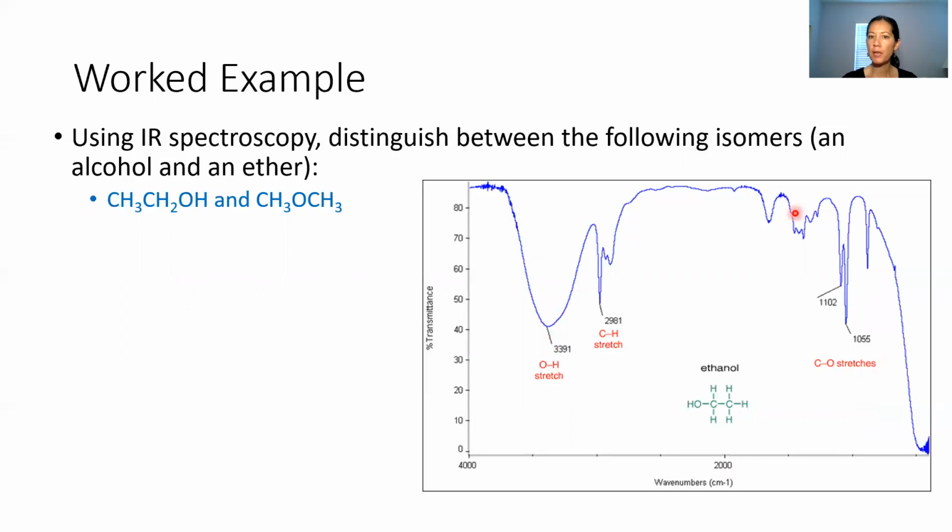So if I give you a spectrum like this, these have the same molecular formula, but they're constitutional isomers. How do you know which is which? You look for that distinguishing feature. If you have the OH, you have the alcohol, ethanol. If this was absent, you could conclude, if those were your only two options, you likely have the ether.